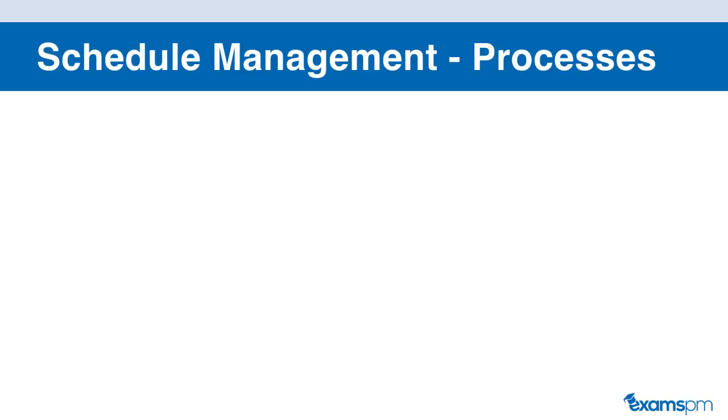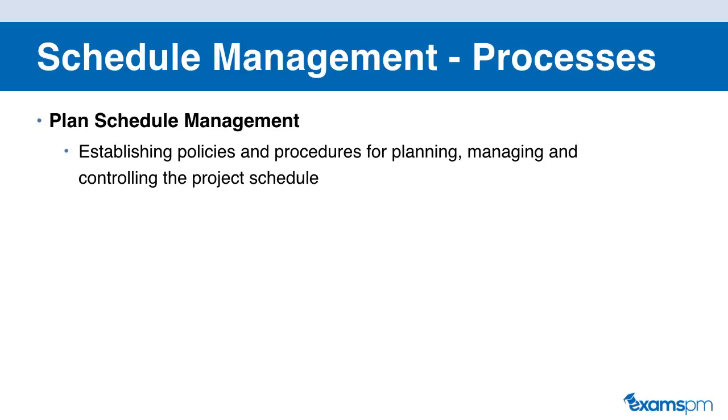Now let us move on to schedule management. The first process in schedule management is to plan schedule management. This is where you will establish policies and procedures for planning, managing, and controlling the project schedule. So you're not actually developing the project schedule at this point. You are just planning out how you're going to do it by looking at documents from past projects, by looking at your organization's policies and procedures, and by looking at best practices in the industry.